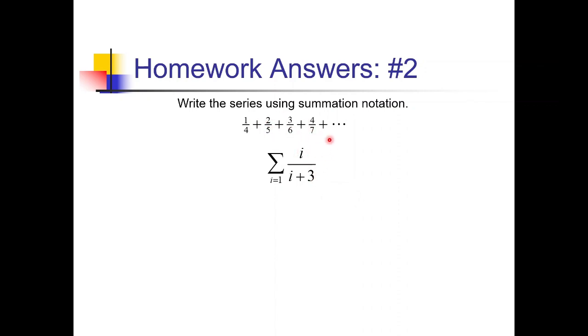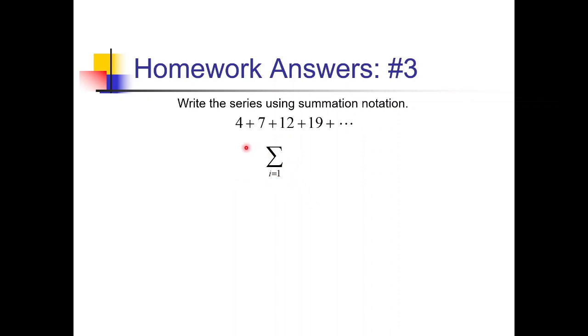And since this is going forever, the dot dot dot tells us this is an infinite series. That means infinity is my upper limit of summation. Let's try to write this series using summation notation. So let me start with a lower limit of i equals 1 for this, and we'll just go from there.